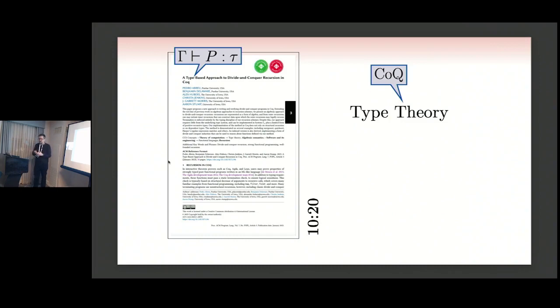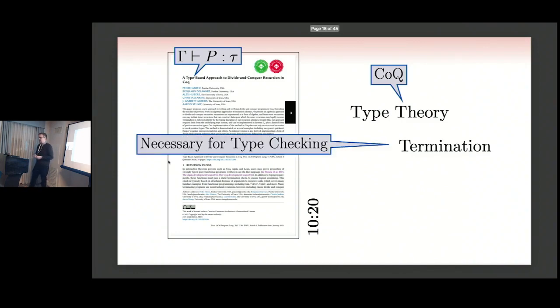COC is, I think, a tool that many of you know. And the point with this type theory is that it must ensure that programs are terminating, because this property is necessary for type checking, to keep type checking decidable. The point is that the kind of recursion that you can directly write in the type theory of COC is very restricted. It is a form of structural recursion.